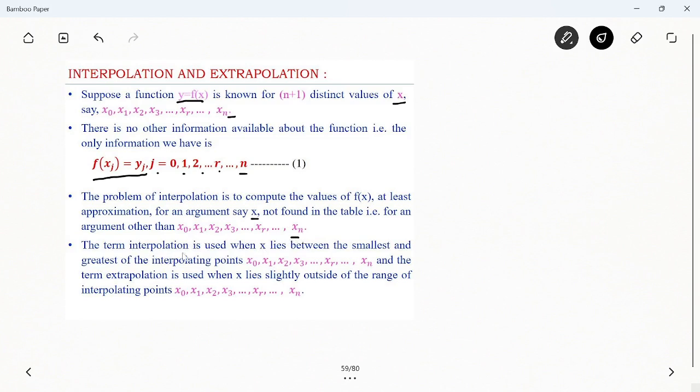The term interpolation is used when x lies between the smallest and greatest of the interpolating points x0, x1, x2 up to xn, and the term extrapolation is used when x lies slightly outside of the range of the interpolating points.